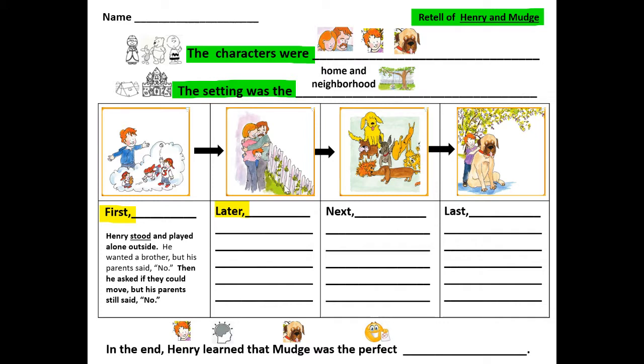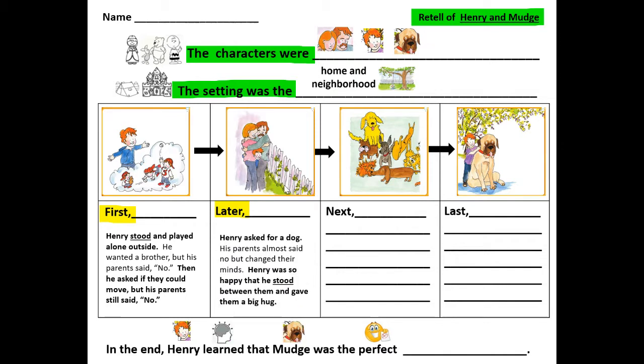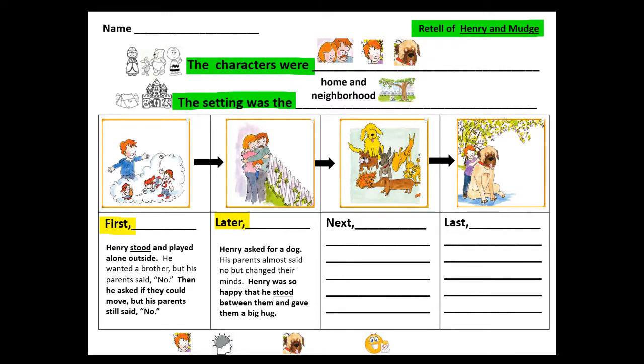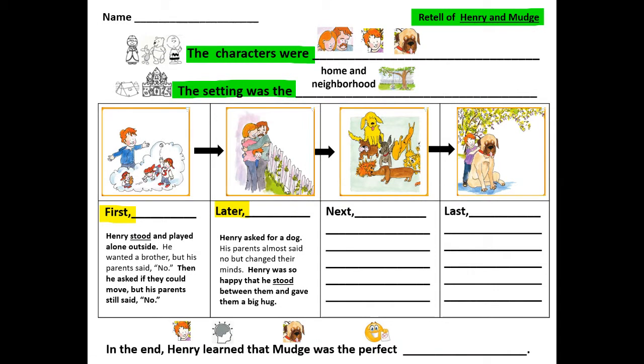Later, Henry asked for a dog. His parents almost said no, but changed their minds. Henry was so happy that he stood between them and gave them a big hug. He said, "Can I be in that hug too?" So later, Henry asked for a dog. His parents almost said no, but changed their minds. Henry was so happy that he stood between them and gave them a big hug.